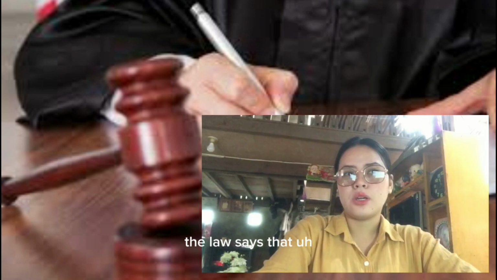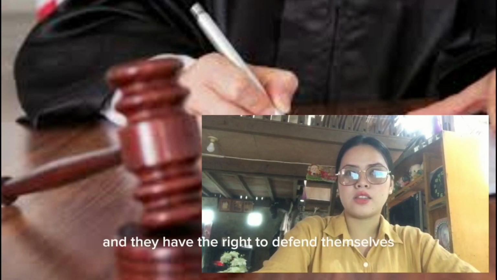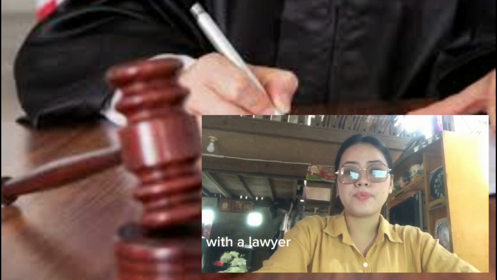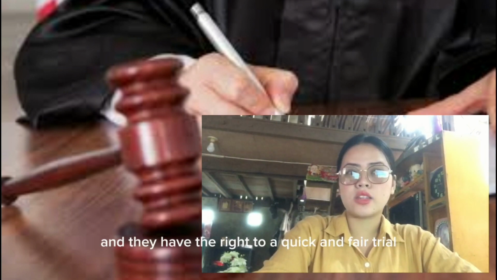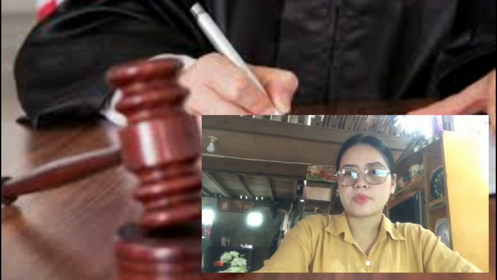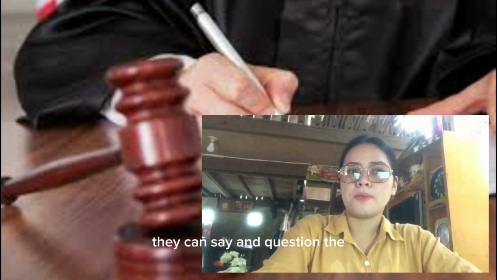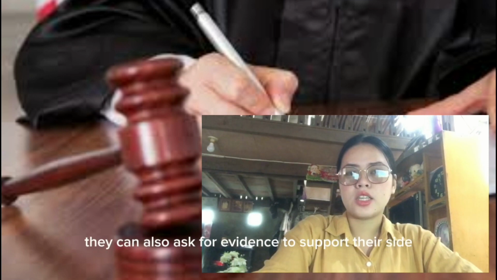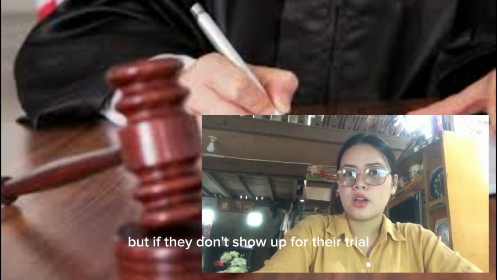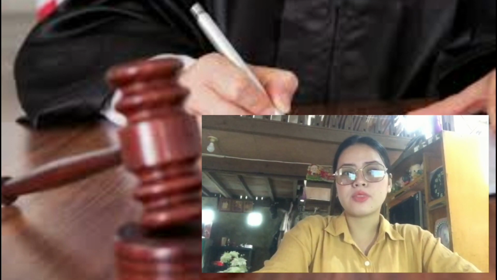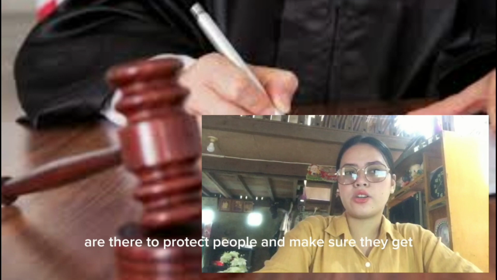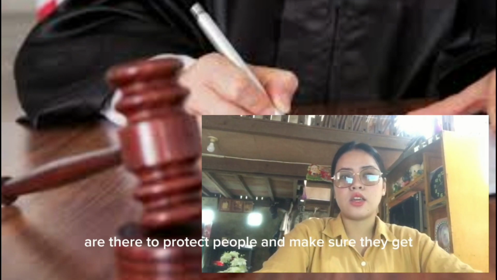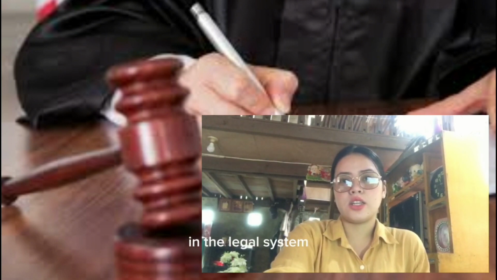The law says that they are innocent until proven guilty, and they have the right to defend themselves with a lawyer. They should know what they are being accused of, and they have the right to a quick and fair trial. They can see and question the people who accuse them. They can also ask for evidence to support their side. But if they don't show up for the trial without a good reason, the trial can still go on without them. These rights are there to protect people and make sure they get a fair chance in the legal system.